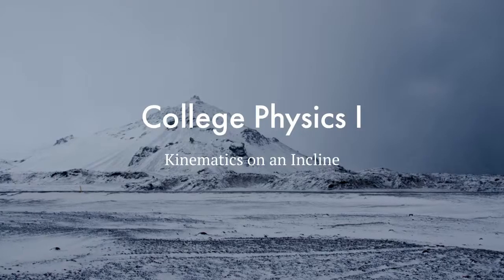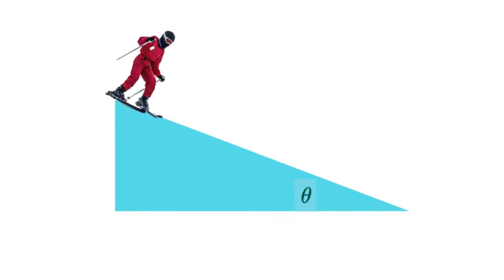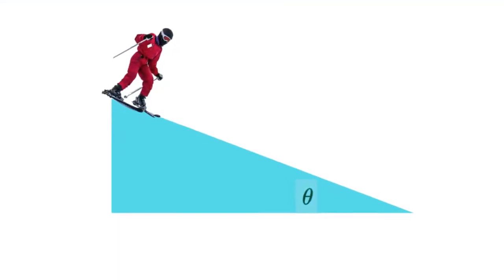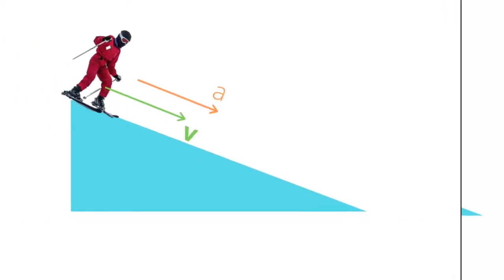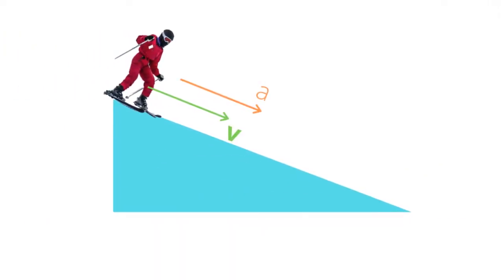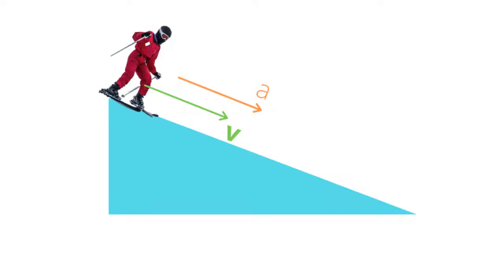Today we're going to solve kinematic motion problems on an incline. Let's say you have an object moving along a frictionless incline, like a skier going down a slope. As you imagine, the velocity of the skier is going to be pointing down the slope. Since the skier is going to be speeding up, the acceleration and the velocity are going to point in the same direction, and so the acceleration is also pointing straight down the slope.